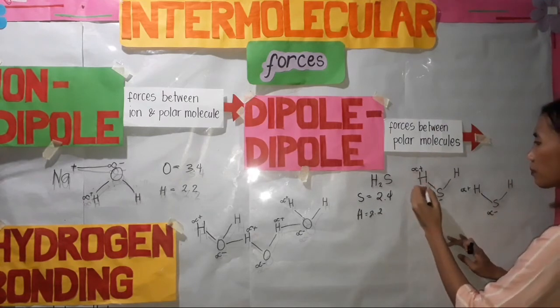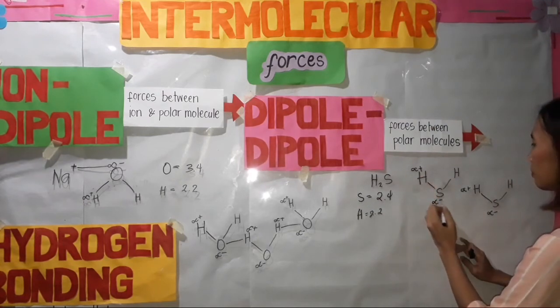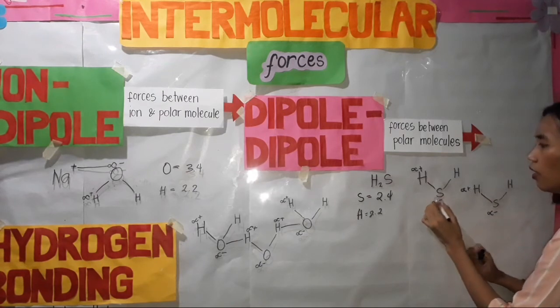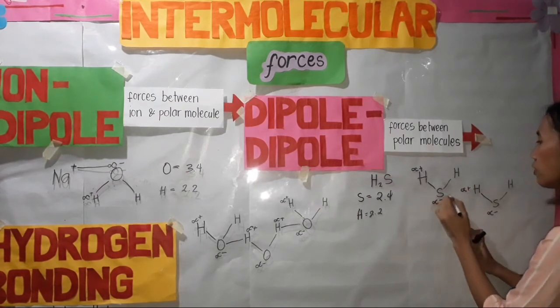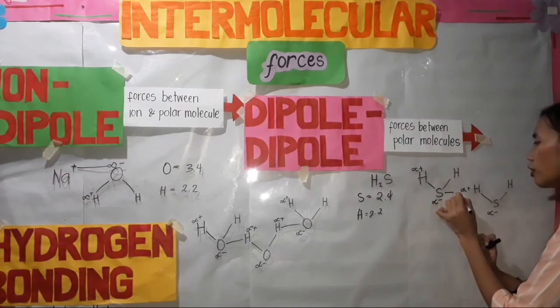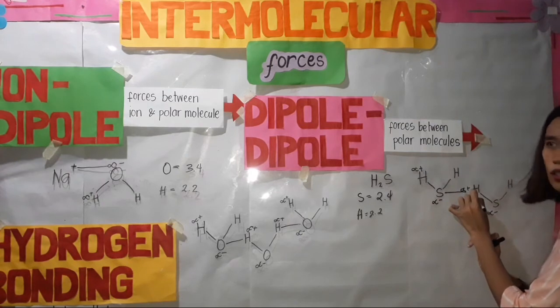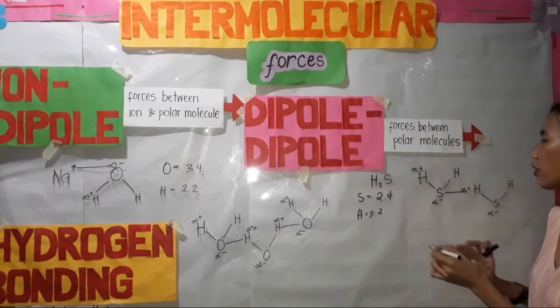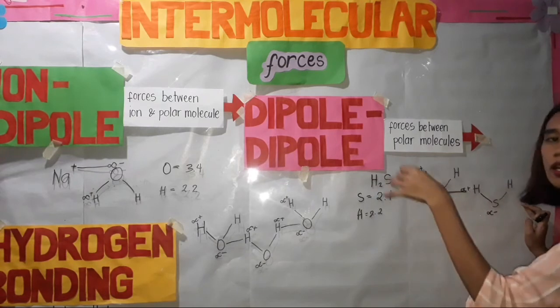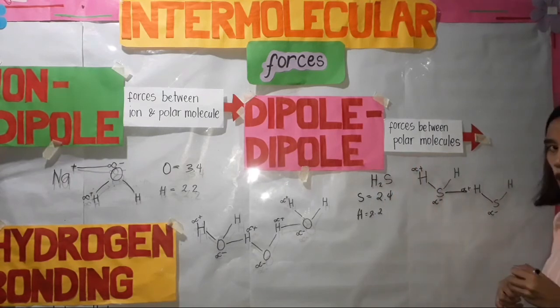So the sulfur of the first molecule is attracted to the hydrogen of the next molecule, and we call that dipole-dipole interaction.